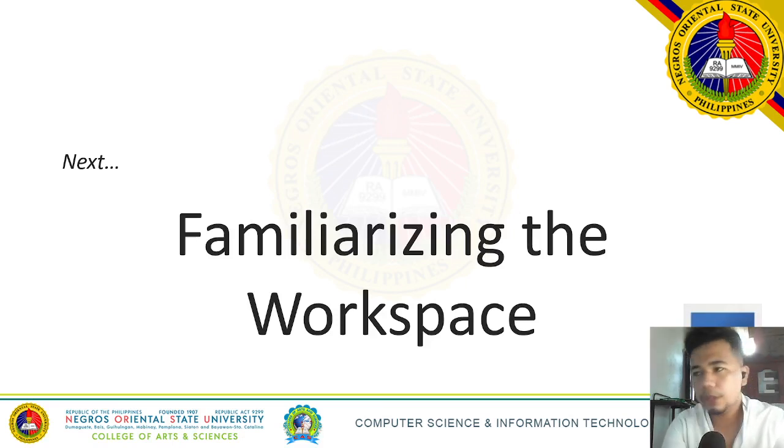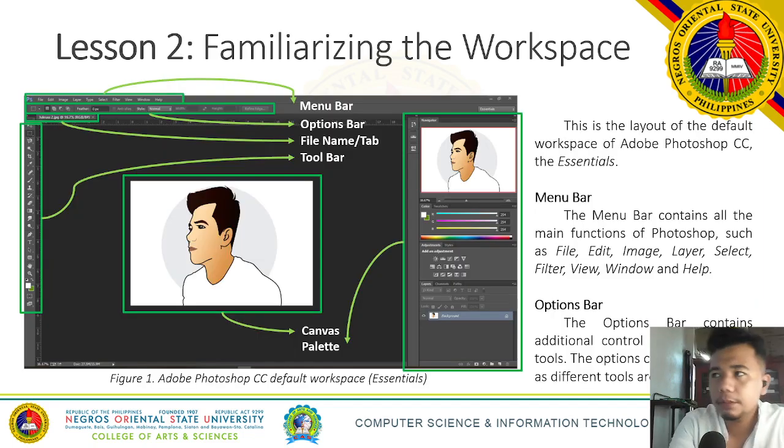Alright, so next we're going to familiarize the workspace. Those icons, those tools, what are their purpose, how are we going to use them, when do we use them. So lesson 2, familiarizing the workspace. This is the layout of a default workspace of Adobe Photoshop CC, the essentials. So the first thing that you'll see is the menu bar. The menu bar contains all the main functions of Photoshop, such as file, edit, image, layer, select, filter, view, window, and help. So this is the menu bar.